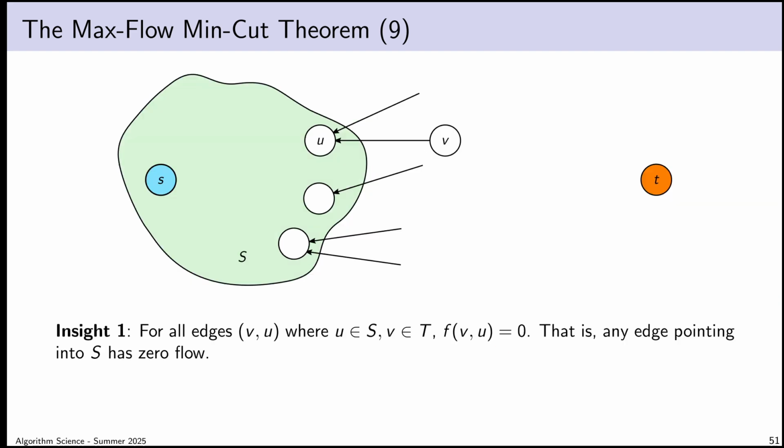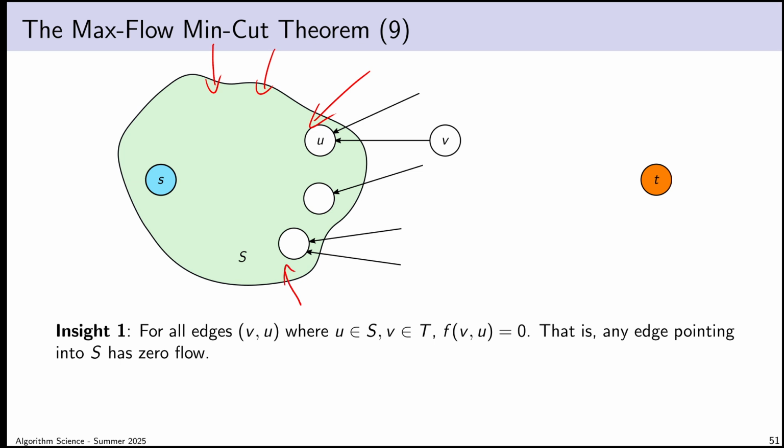Okay, so I've defined my set S to be all of the things reachable from the source vertex in the residual network. The first insight behind the proof is that if I look at any edges entering the set S, all of those edges must have zero flow.